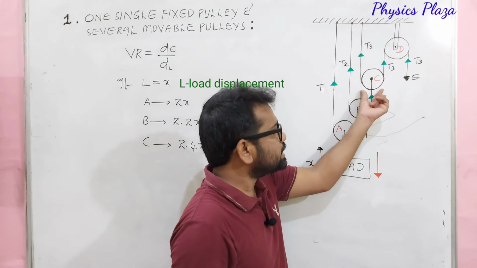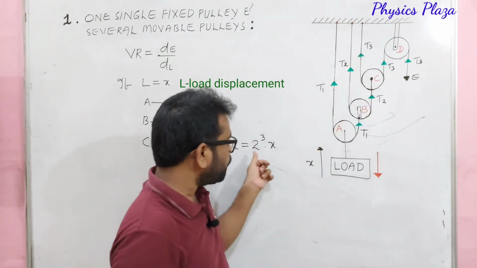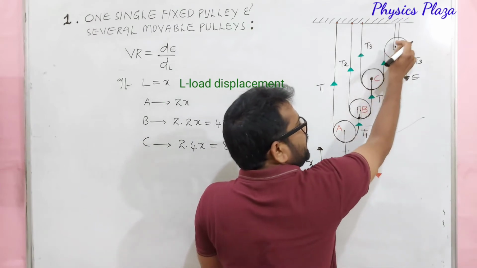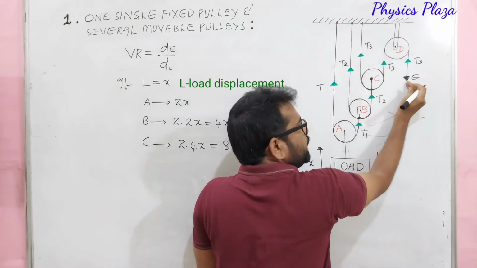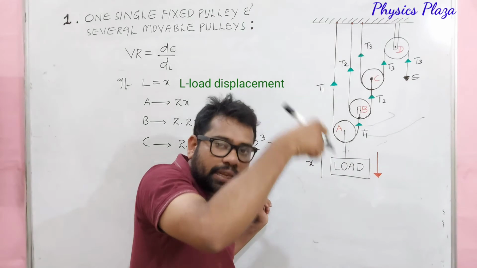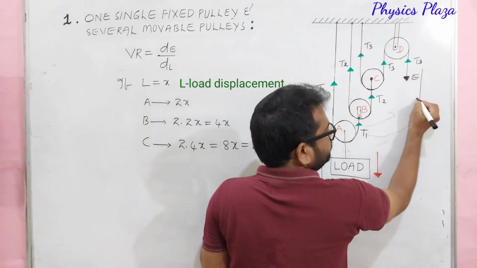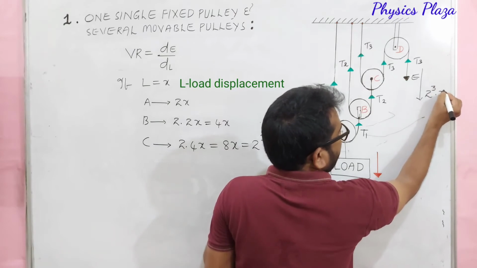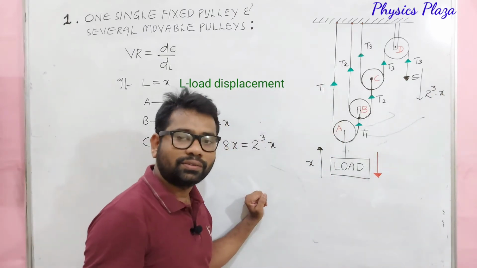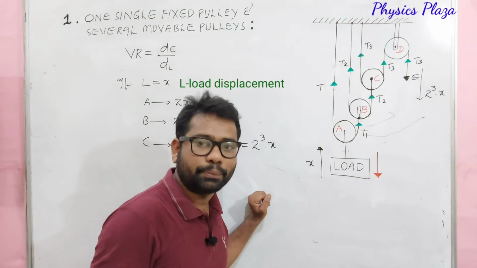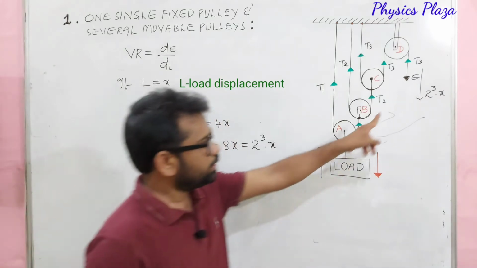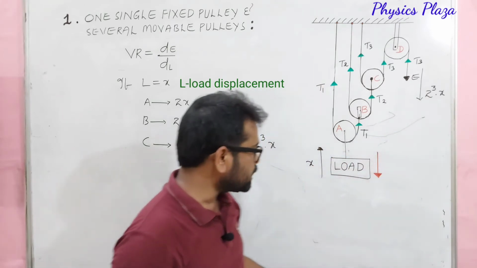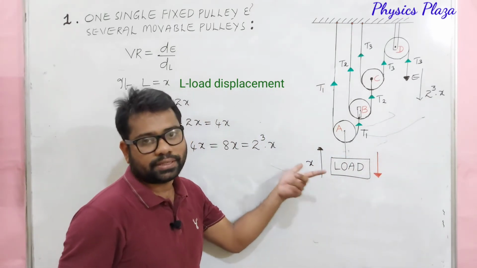So when pulley C is raised by 2 power 3 into x, then what will happen, dear children? By the same amount, the effort is displaced vertically. That is 2 power 3 times x. It's very important. Now here effort displacement is 2 power 3x. What about load displacement? Load displacement is x. That's what we got.